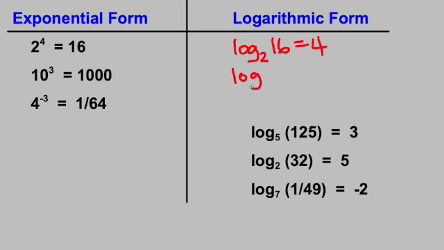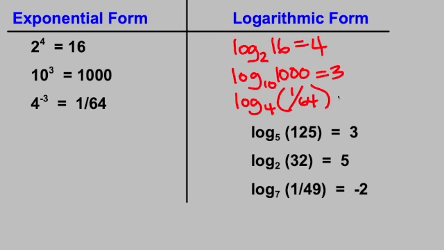Log. In this case, our base is 10. Our answer is 1,000, so that's going to be up here, and then equals 3. So this would read log base 10 of 1,000 is 3. On the next one, we'd say log base 4. Our answer, and I'm going to put this one in parentheses here, you don't always have to do this, but it helps when you're doing fractions, and then equals negative 3. So 4 to the negative 3 power is 1 over 64, and it reads as log base 4 of 1/64 is equal to negative 3.